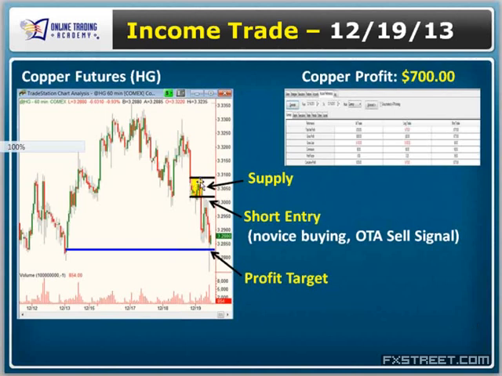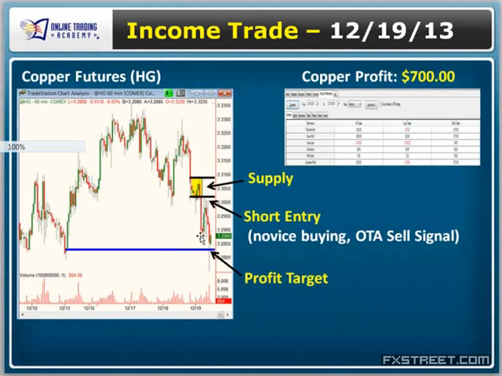So here's a trade we took. Okay, this is just a short-term income trade. Made a few $100 on it. Not a big deal. Anyway, supply level. Again, notice the breakdown here. We don't try to predict this breakdown. We don't try to short this breakdown. We don't try to make money when prices drop here. Okay.